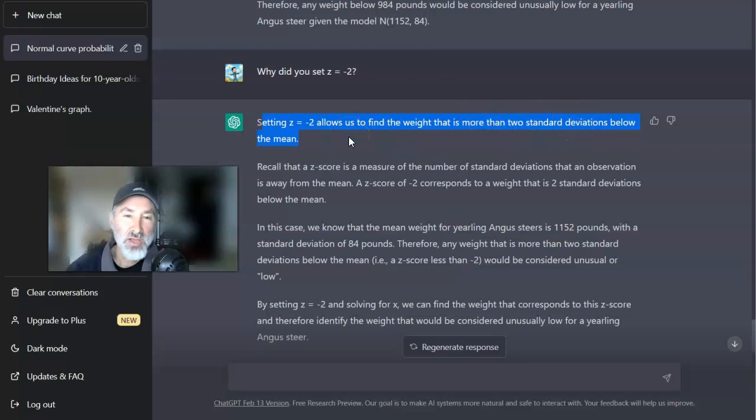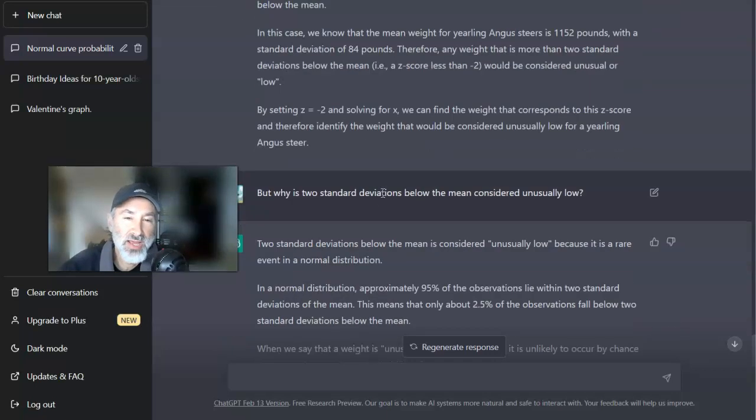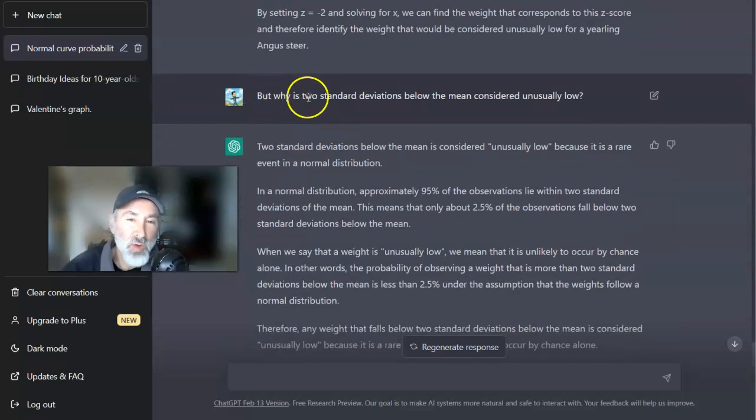Okay, fair enough. Recall that a z-score is da-da-da-da-da. In this case, we know that da-da-da-da-da. By setting z equals -2 and solving for x, we can find the weight that corresponds to this z-score. Okay, that's great, but they still didn't explain it and I still don't totally understand. So I ask another question. I say, but why is 2 standard deviations below the mean considered unusually low?